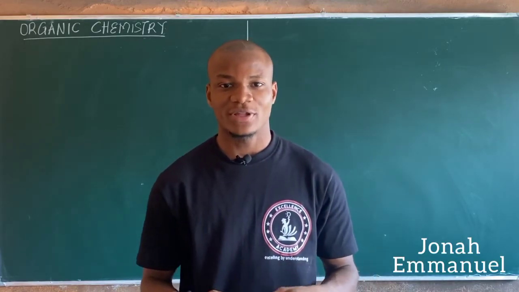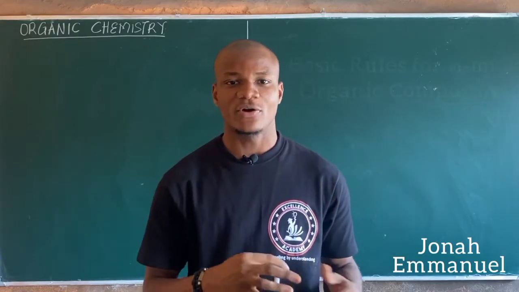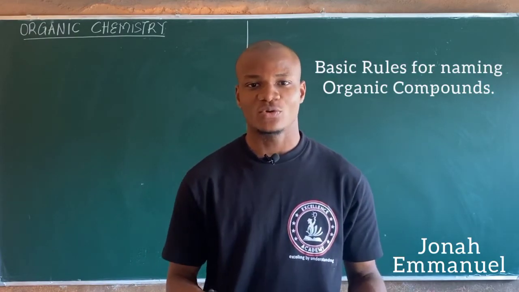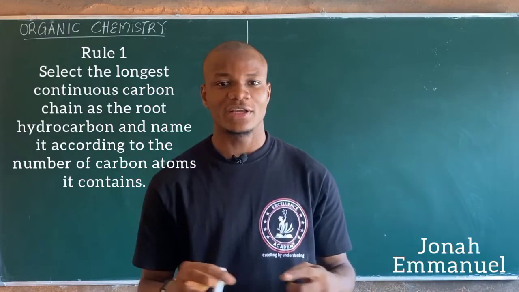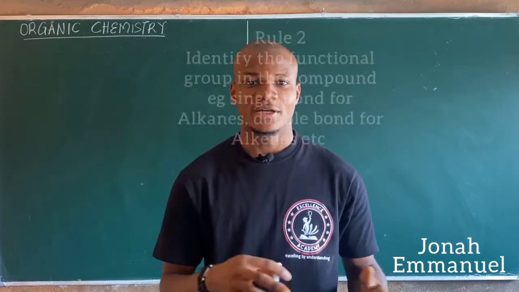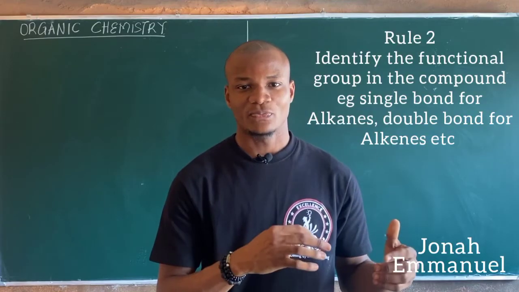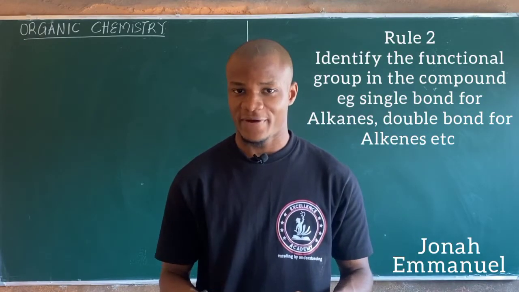We're looking at the basic rules for naming any organic compound. In the last class, we looked at 3 of the basic rules. The first rule is to get the longest continuous carbon chain and name it as your root hydrocarbon. The second rule was to identify the functional group.